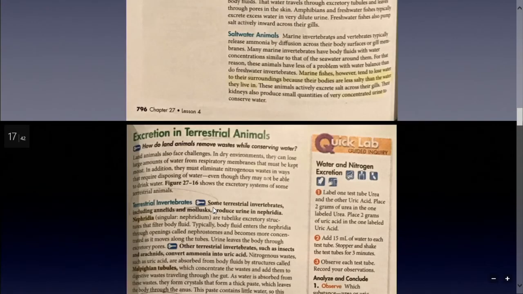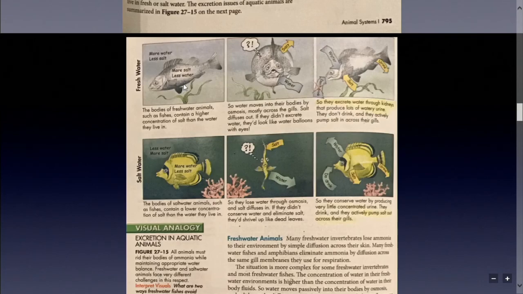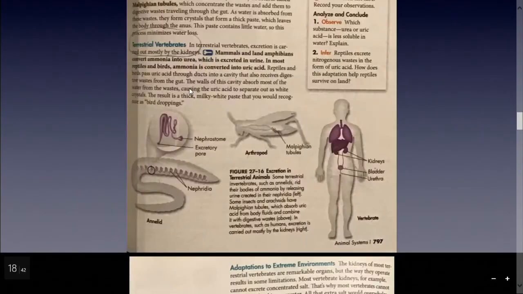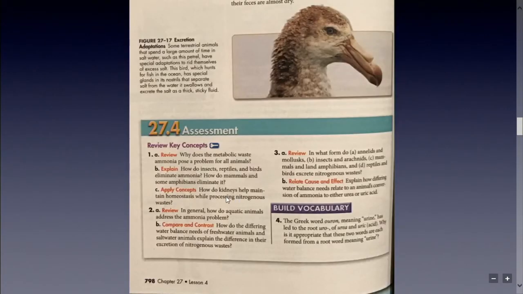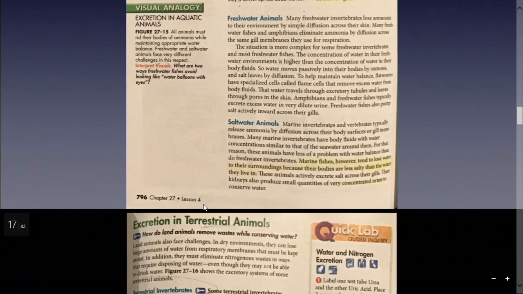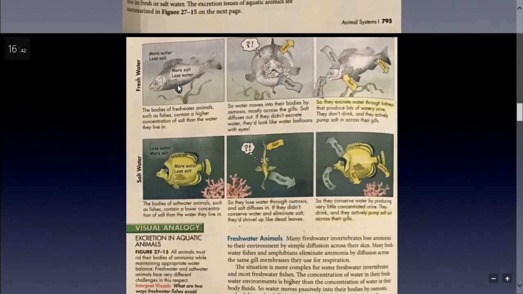Well, the freshwater animals are going to have, what are we answering first? Sorry. Their water balance needs. So the freshwater animals are trying to get rid of water. They're trying to get rid of water so they don't look like this. Otherwise, this would be the result if osmosis was just left to happen. So freshwater animals are trying to get rid of excess water by producing lots of really, really watery urine.